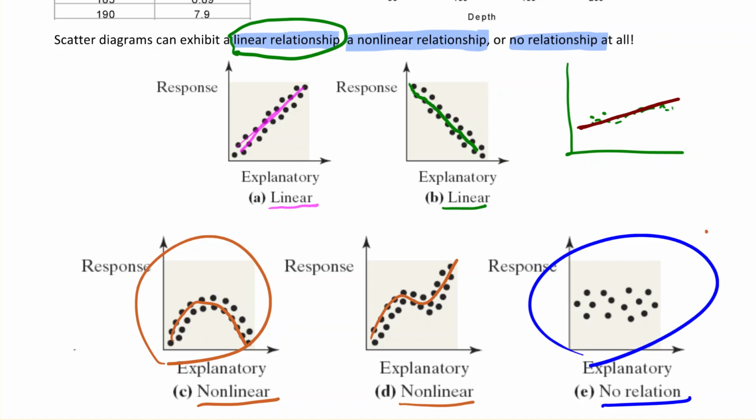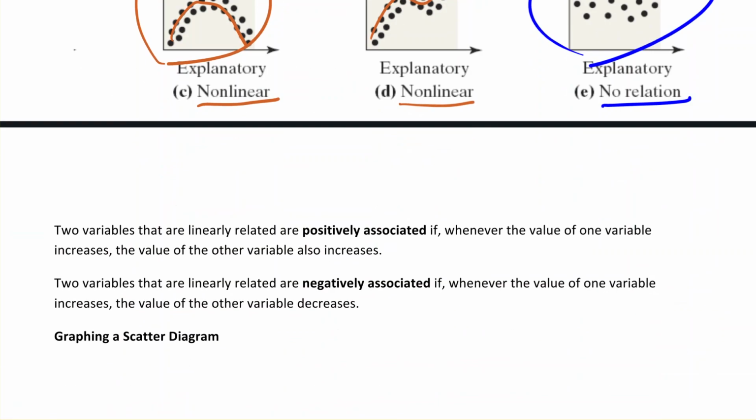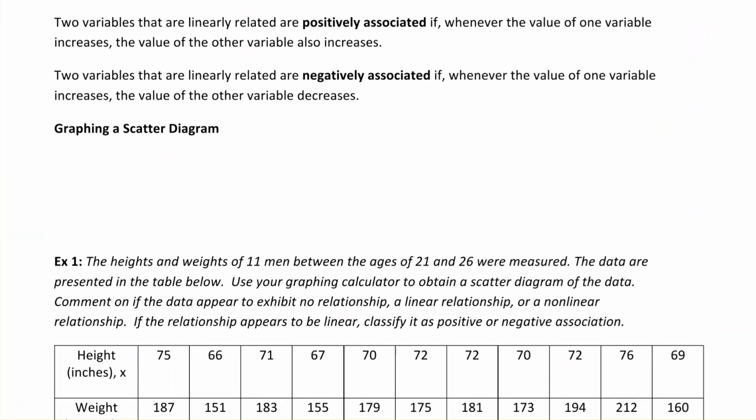Okay. So, since it's linear regression, we're going to focus on how to identify first if we have linear or non-linear, and if we do, how we can use it. Okay. So, first, two variables that are linearly related are positively associated if whenever the value of one variable increases, the value of the other variable also increases. So when x increases, y increases, x increases, y increases, and so forth. Then we have positively associated.